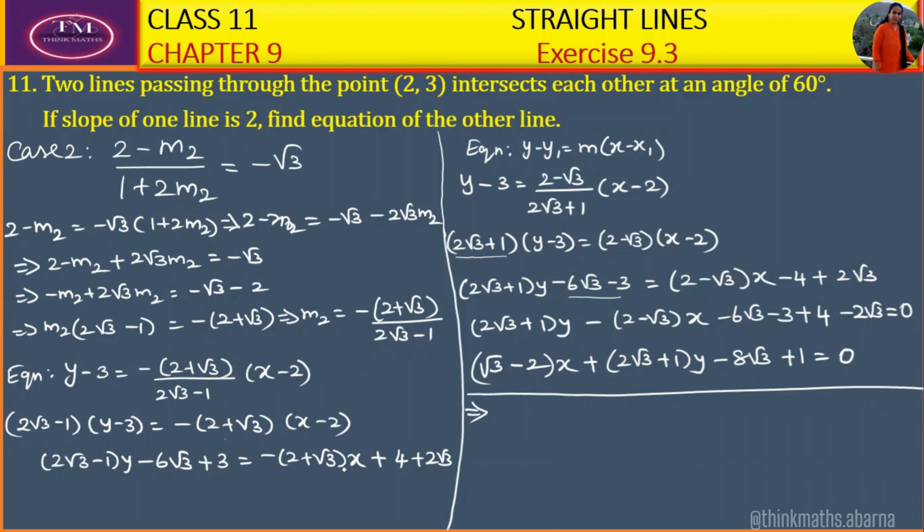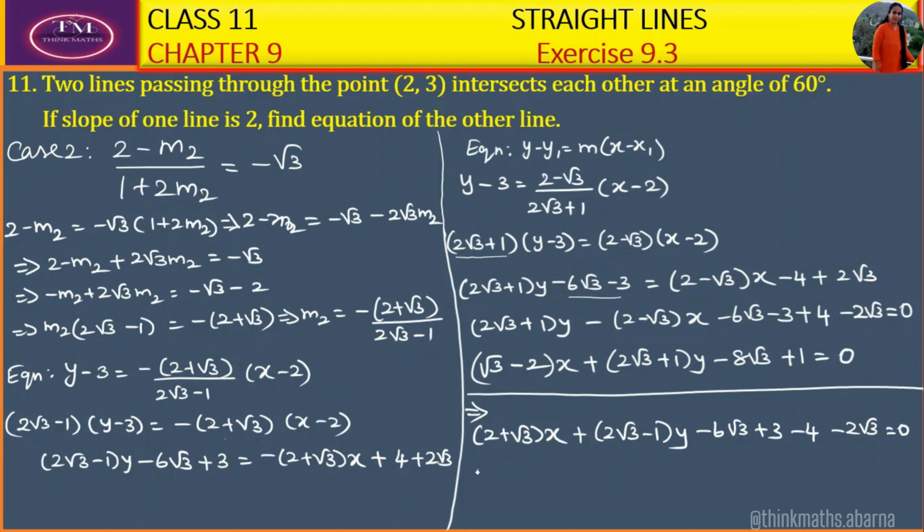So bringing this x term to LHS, it will become positive. So it is 2 plus root 3 x. And what is the y term? It is 2 root 3 minus 1 into y. And the constants are minus 6 root 3 plus 3. Bringing this 4 to here, it is minus 4. And plus 2 root 3 will become minus 2 root 3 equal to 0.